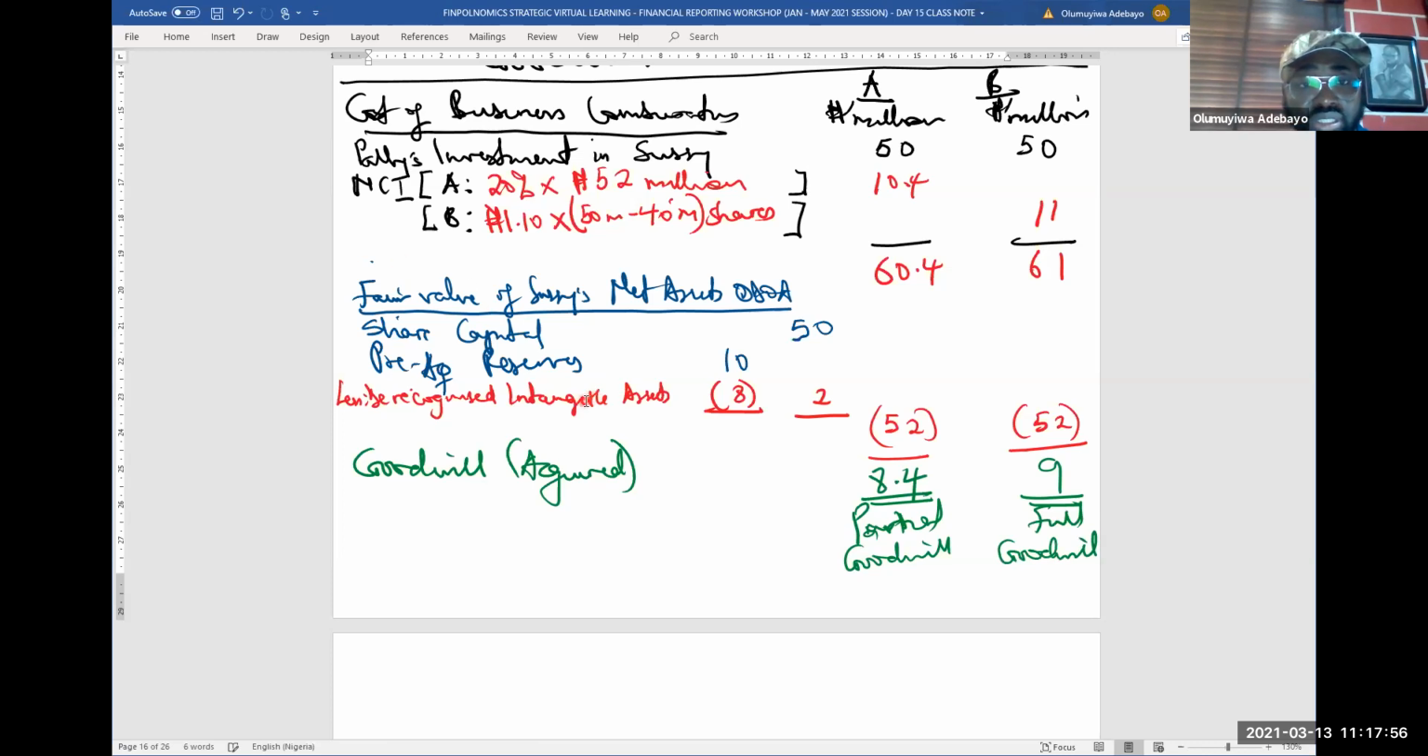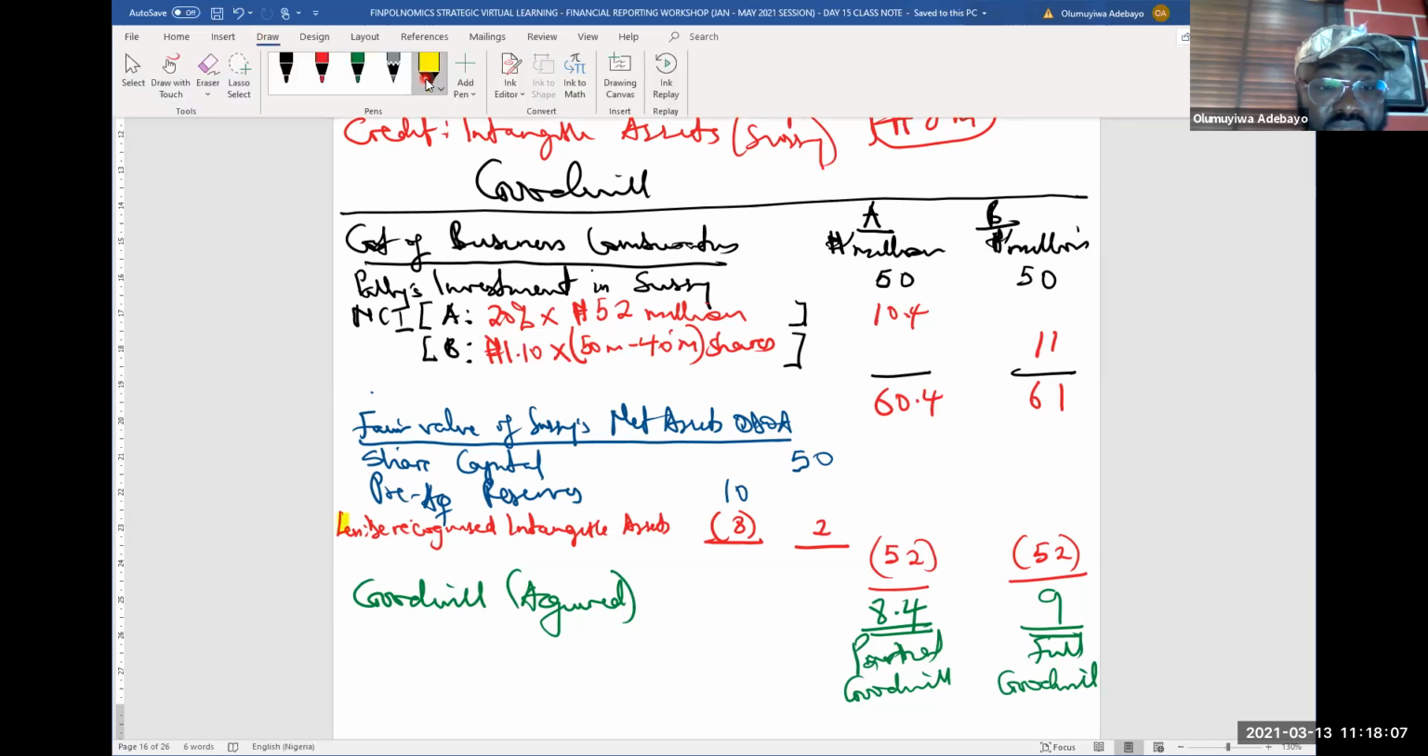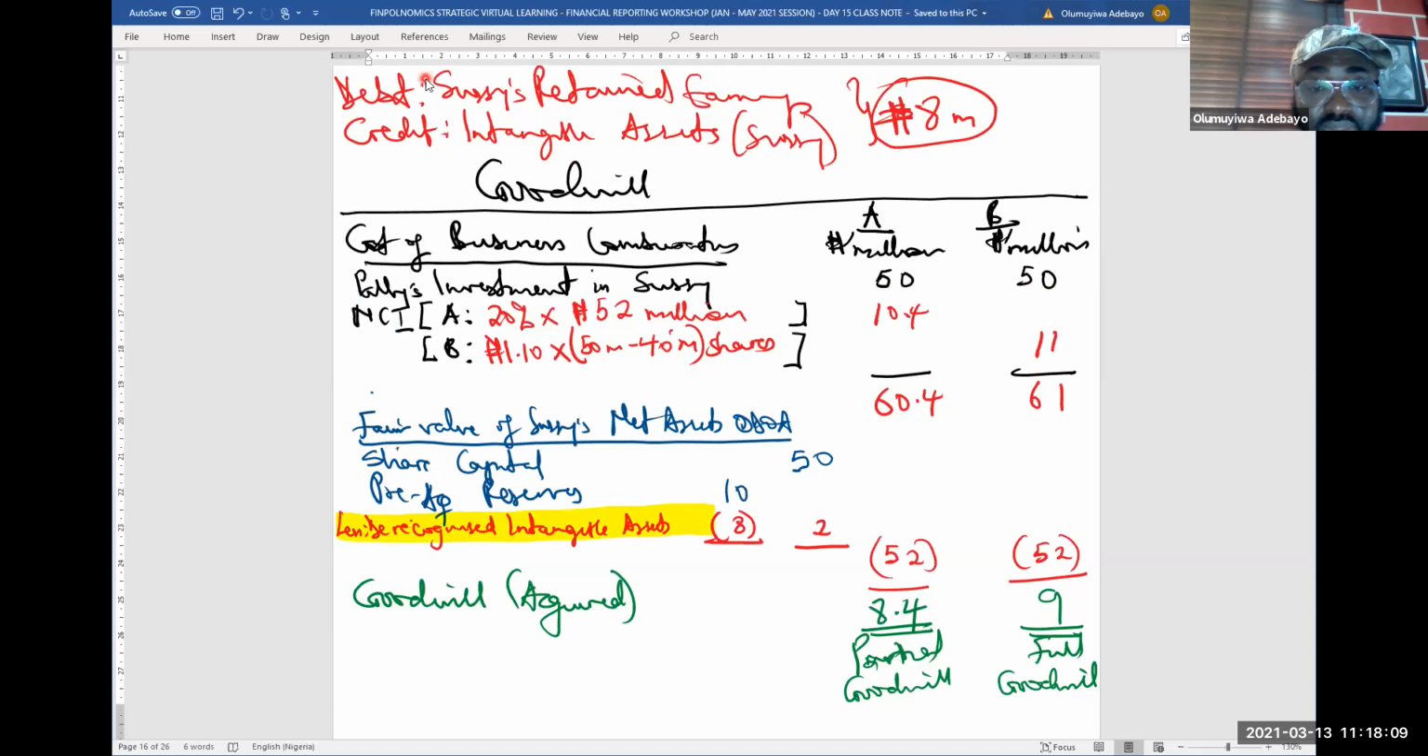Now, any question on the goodwill? The area that we emphasize in this question is on this. Any question? I have a question. Yeah, what is it?